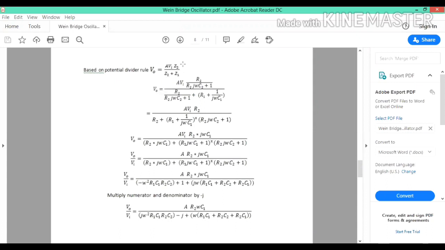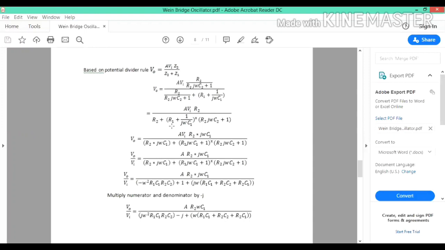We already found the values for Z2 and Z1 using the simplified diagram. Now, we are going to substitute the values in the V0 equation. After substituting the values for Z1 and Z2, by simplifying the R2 j omega C2 plus 1 term, we are going to get the V0 value like this.